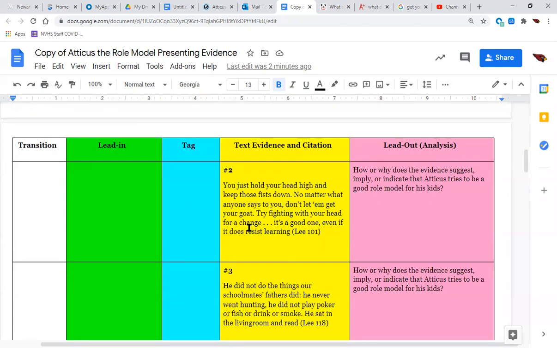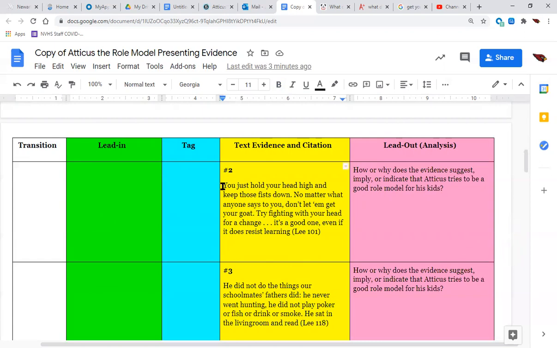So anyway, I know these are Atticus's words because I did look them up. They're on page 101. "You just hold your head high and keep those fists down. No matter what anyone says to you, don't let them get your goat. Try fighting with your head for a change." It's a good one, even if it does resist learning.